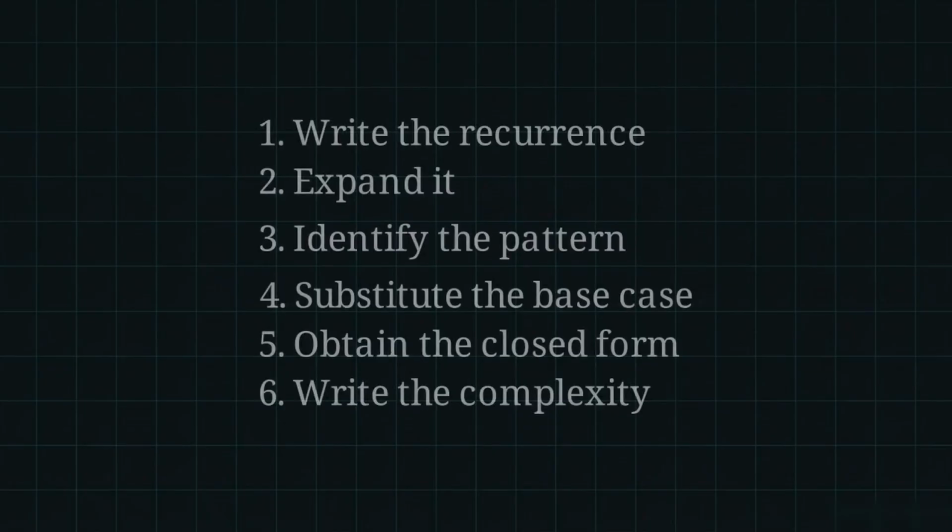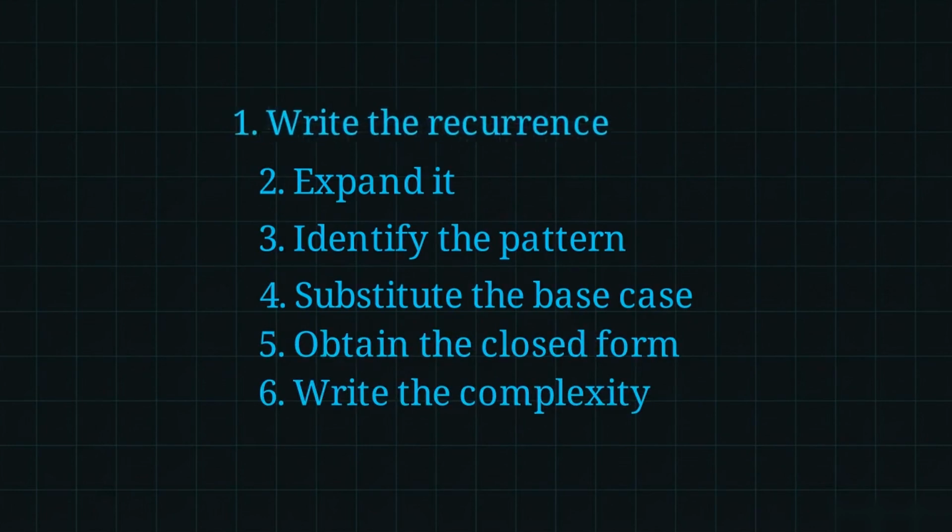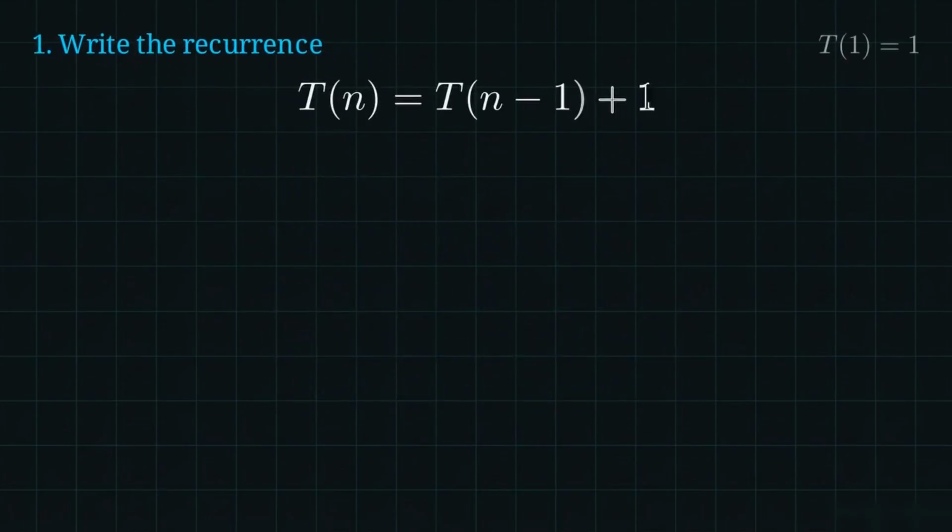We follow a 6-step process: write the recurrence, expand it, identify the pattern, substitute the base case, obtain the closed form, and finally, write the complexity. We will start with this basic linear example. T(n) = T(n-1) + 1.